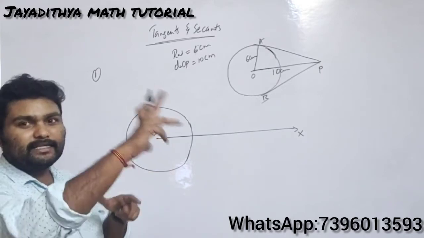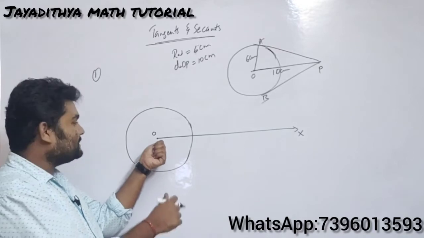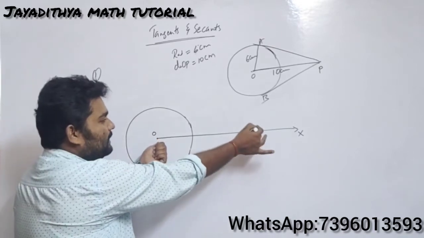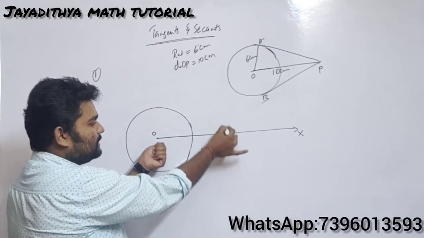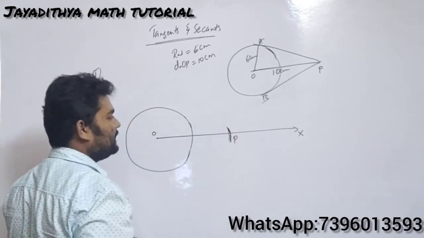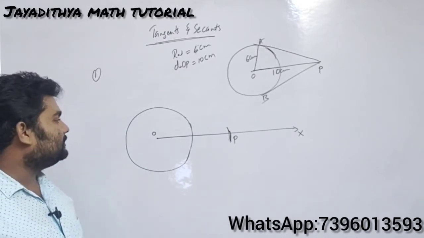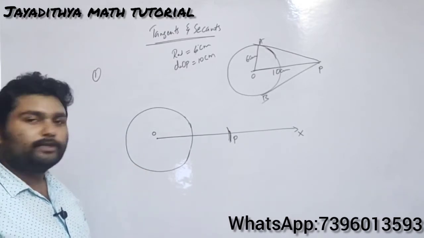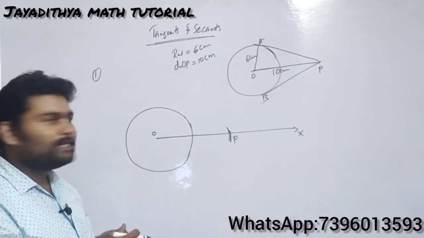So from this, take the 10 centimeters radius on the compass. Take O as the center. That means keep the pointer here and mark the point P here now. Mark the point P. So let us take this point as P. So now OP will be how much? OP must be equals to 10 centimeters. Clear?